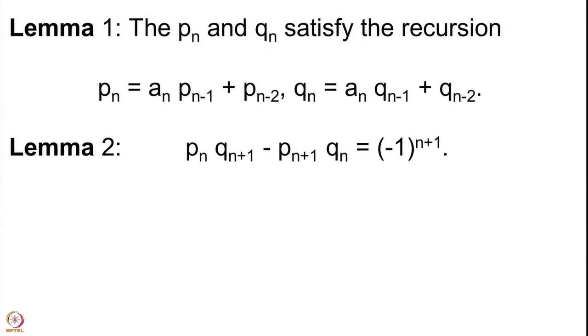We had proved lemma 4 and lemma 3 in the last lecture, and now we are going to prove lemma 2, and we are going to use this recurrence. The recurrence says that pn and qn are obtained from the previous two pairs, pn minus 1, qn minus 1 and pn minus 2, qn minus 2, with the relation being that the nth one is an times the n minus 1th one plus the n minus 2th one. That is the recurrence formula that we are going to use.